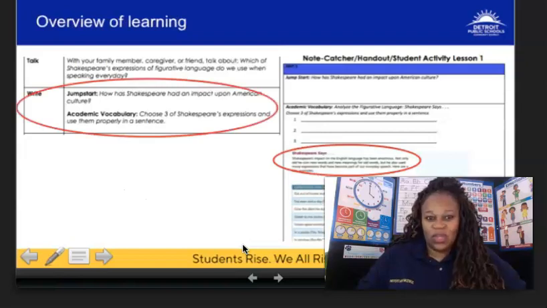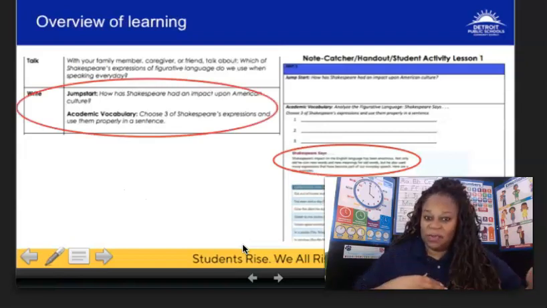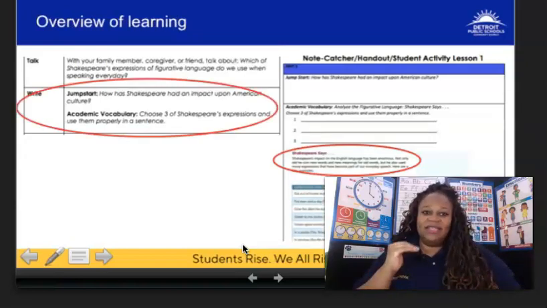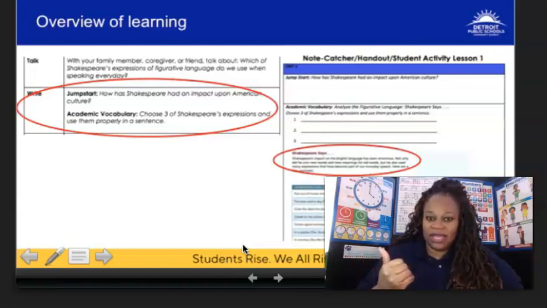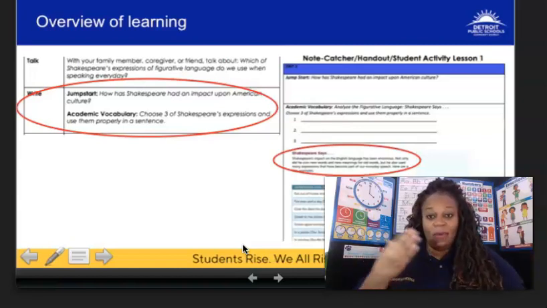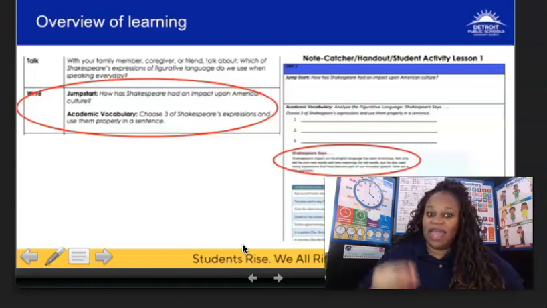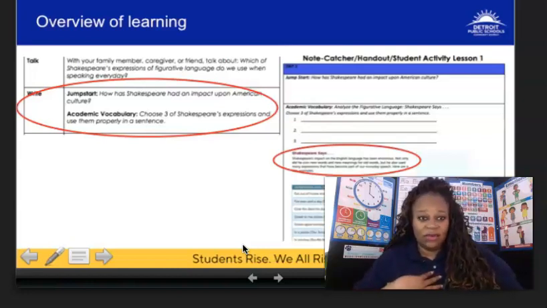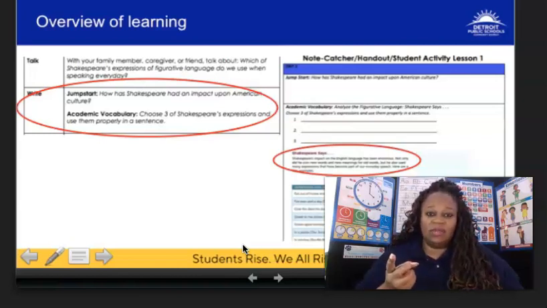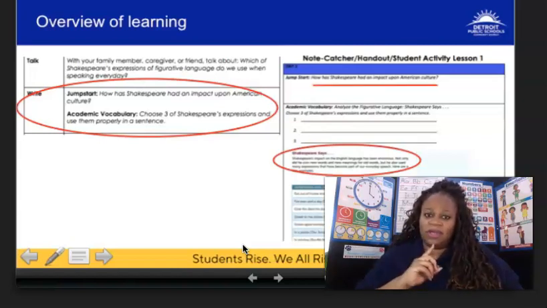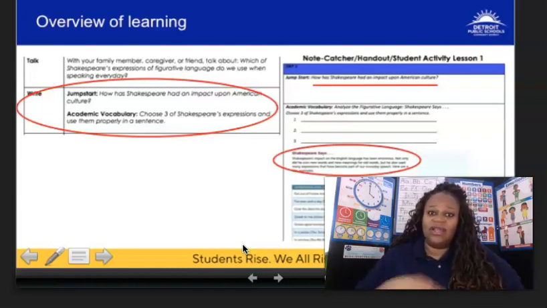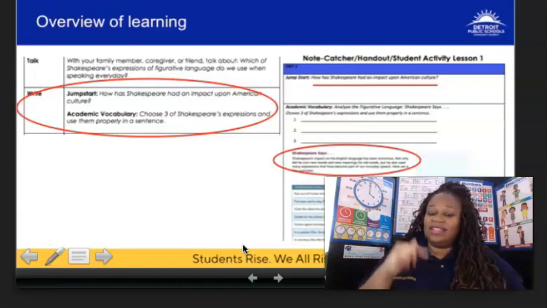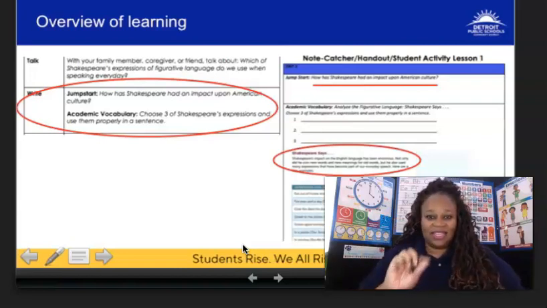Well, this week, we will focus on Shakespeare Says. This premier activity in our week's lessons will allow us to see how many phrases Shakespeare actually contributed to our English language. So, we have a jumpstart question, as I've referenced earlier. That question is, how has Shakespeare had an impact upon American culture? And you might not even want to answer that question until you move on to our academic vocabulary activity.